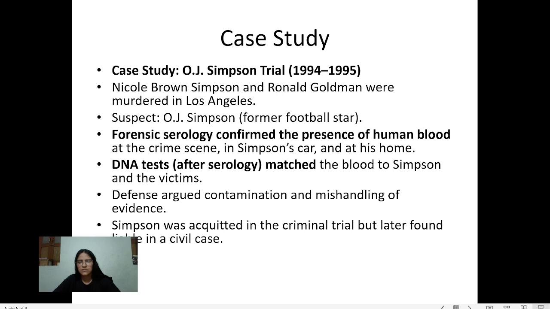By this case, we can also know that even the strongest scientific evidence can be questioned in a court of law. So everything should be clear from our side to face any question. This case educated the public about forensic serology, forensic science, and made DNA or serology a household term. So this is actually a very good case study.